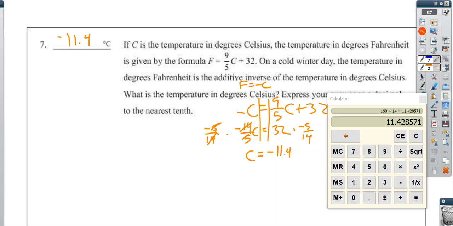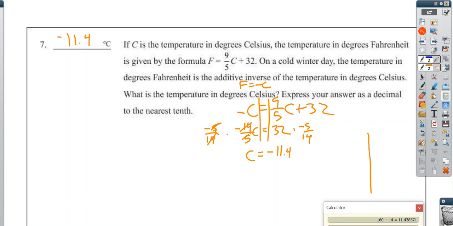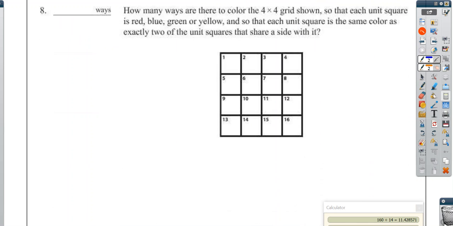All right, again, if you have a short, quick arithmetic problem, you're probably looking at a longer-winded problem for the second one. All right, how many ways are there to color a 4x4 grid shown so that each square unit is red, blue, green, or yellow, and so that each square unit is the same color as exactly 2 of the unit squares that share a side with it. Now be careful here. It doesn't say you have to use all of the colors. You have to use at least 2, but you don't have to use all 4.